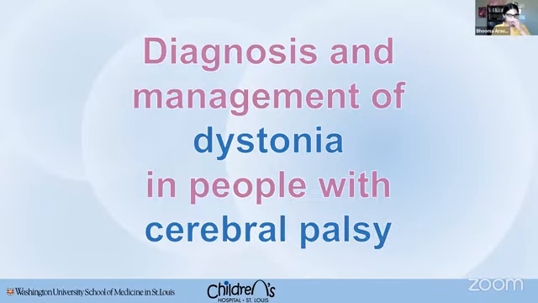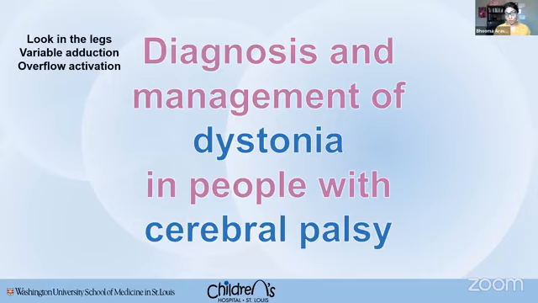So this is just in summary. I talked about the diagnosis in at least large part because I think it's so important to diagnose in order to manage. Make sure that you're not just looking in the arms, that you're looking in the legs, that you look for variable adduction of the feet and the legs, and that you're looking for overflow activation. So in the exam room, if someone is doing arm maneuvers, or if you're stretching someone's leg, look at the other parts of the body while you're doing that. That can be some of your best signs of dystonia.